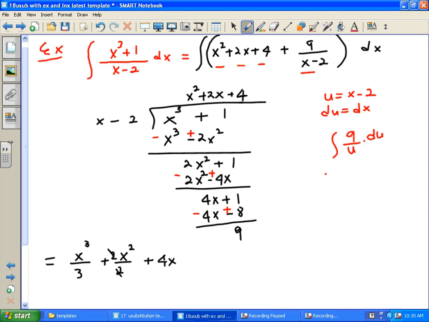So what will be the answer there? 9 times natural log of the absolute value of u plus c. So I'm going to copy that down then. The last term there is integrated as 9 times natural log of the absolute value of x minus 2 plus c. If I had limits of integration, this is where I would plug them in for x.